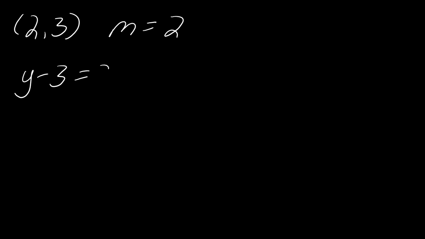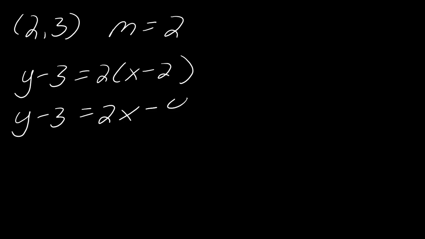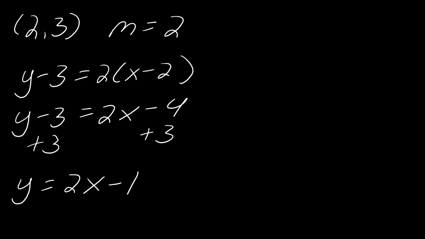And so now I'm going to plug this into my point slope form. So here's all that information. And now I want to write this in slope intercept form. A lot of times when you're asked to do these, you just want to get in the habit of writing these in slope intercept form. So this will be 2x minus 4. Add 3 to both sides. This is going to be 2x minus 1. And so there is the equation of your line in slope intercept form.